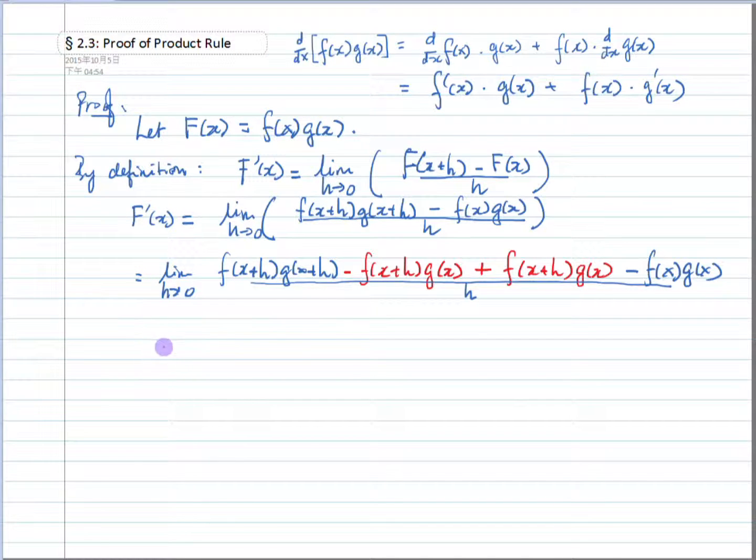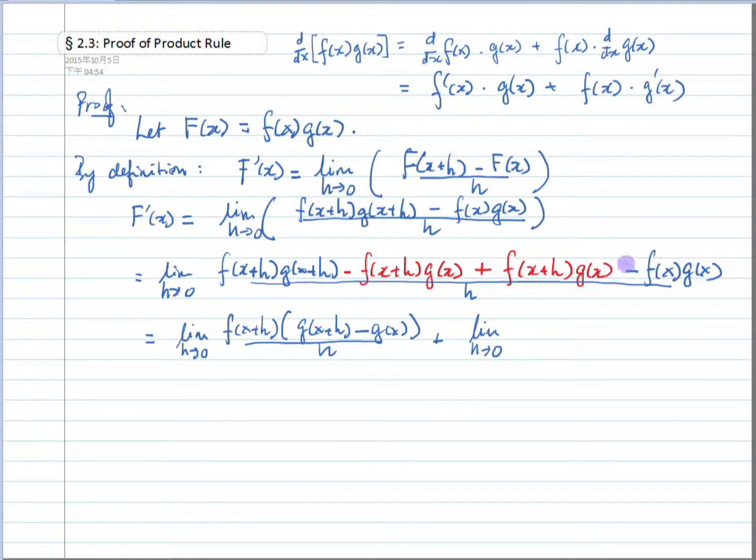Next, we're just going to reorganize all this. Now, notice that these two terms have f of x plus h in factor. So we can take that out in factor. f of x plus h times g of x plus h minus g of x. Right? And then we're going to deal with the third and fourth terms in a similar way. In this third and fourth term, we have g of x in factor. So we're going to pull that out on the right side.